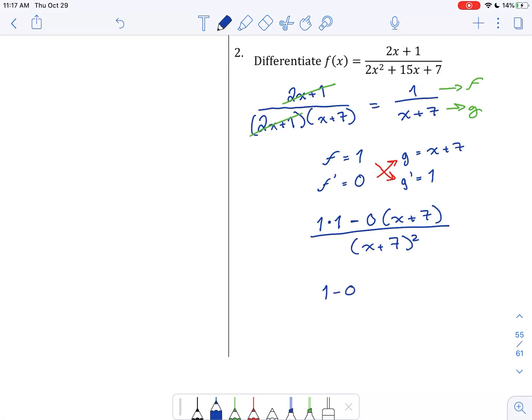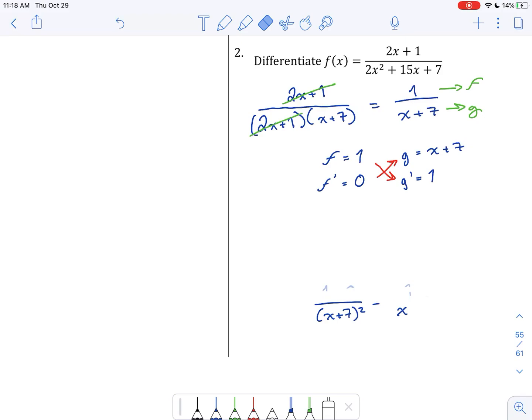Multiplying by 0 is just 0, so our numerator is 1 minus 0 over x plus 7 squared, which is 1 over... Whoop, did I get these in the wrong order? I did. Oh my goodness, I am so sorry. You all, I apologize deeply. The notes are correct, at least the PDF is right.